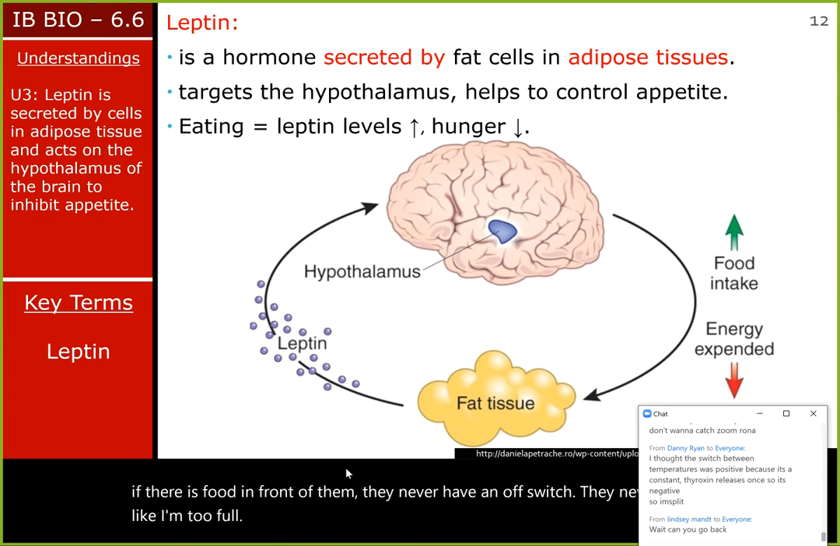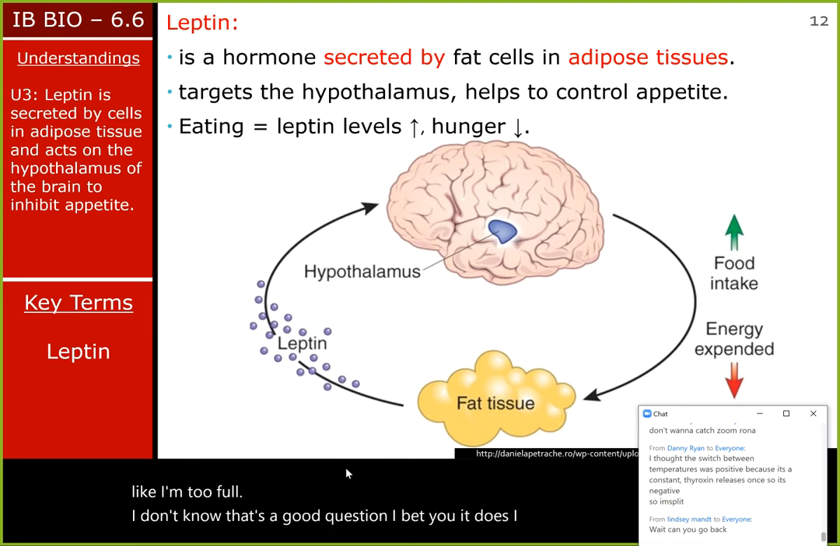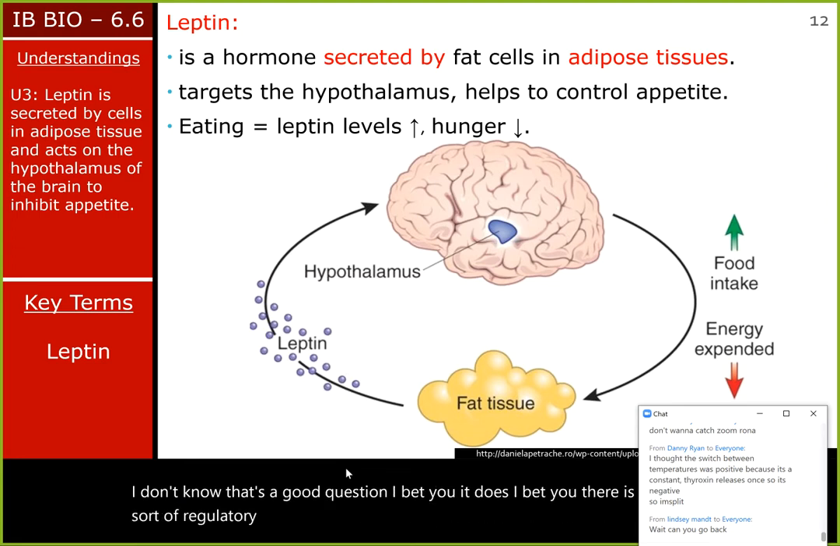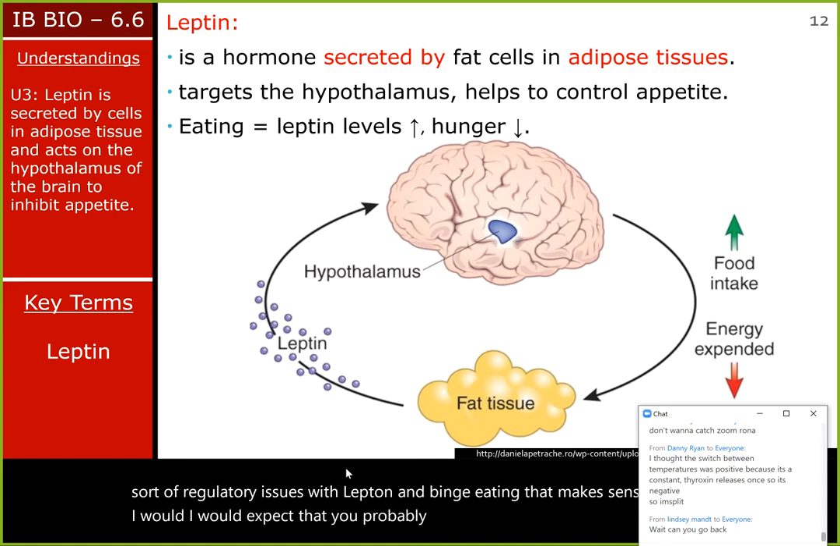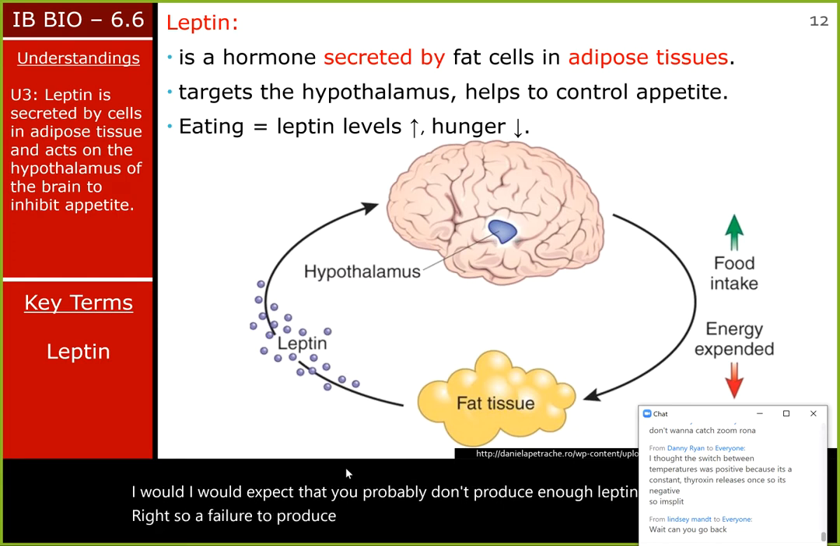Does that have something to do with like binge eating disorder? I don't know. That's a good question. I bet you it does. I bet you there's some sort of regulatory issues with leptin in binge eating. That makes sense. I would expect that you probably don't produce enough leptin. Right? So a failure to produce leptin means you're always hungry. Yeah, sometimes people just eat a lot and then they just don't eat at all. That makes sense. I'll have to look into that.